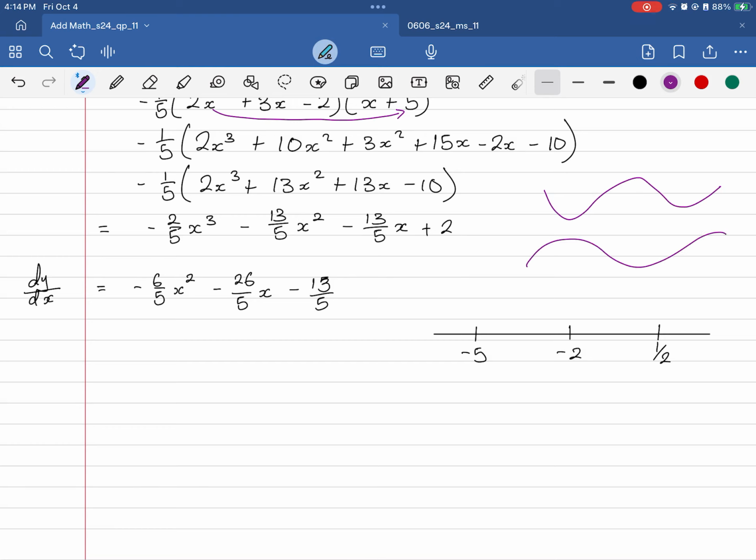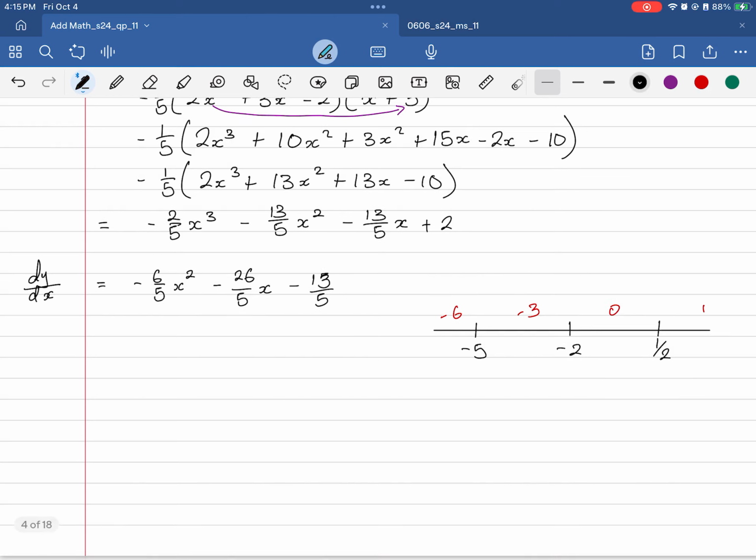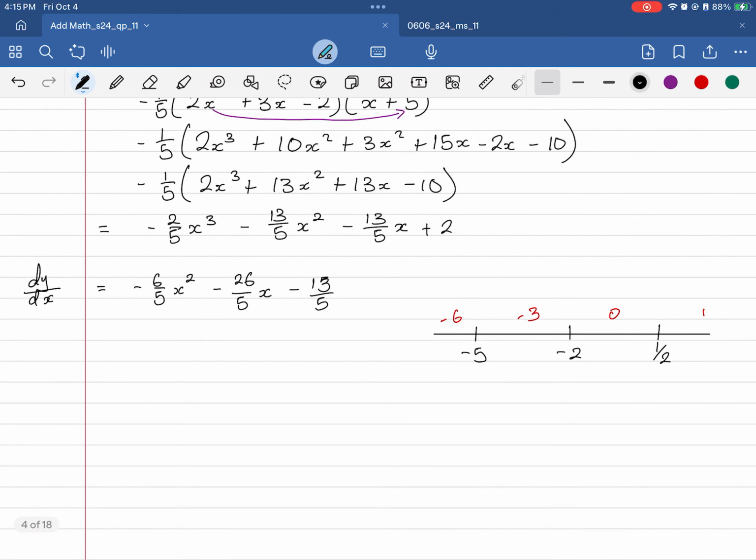Now we don't know which one is the correct graph because we need to find a sketch of the correct graph. So we're going to pick values between these intervals, and a value here, something less than minus 5. You can pick minus 6, something between minus 2 and minus 5, minus 3. We can use 0 for this, and we can use 1. So what you will now do is plug each of these x values that you found, that's minus 6, minus 3, 0, and 1, into this first derivative.